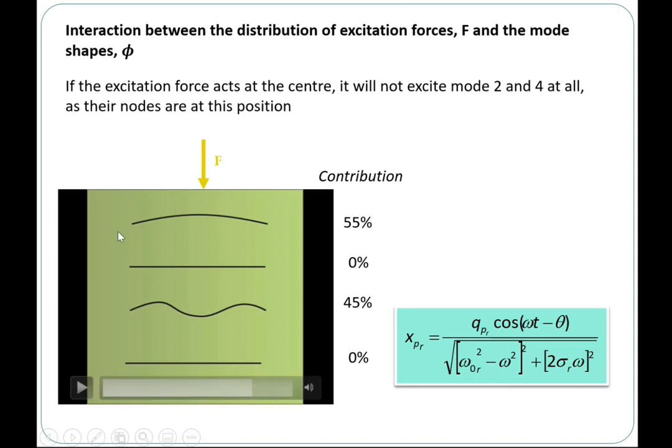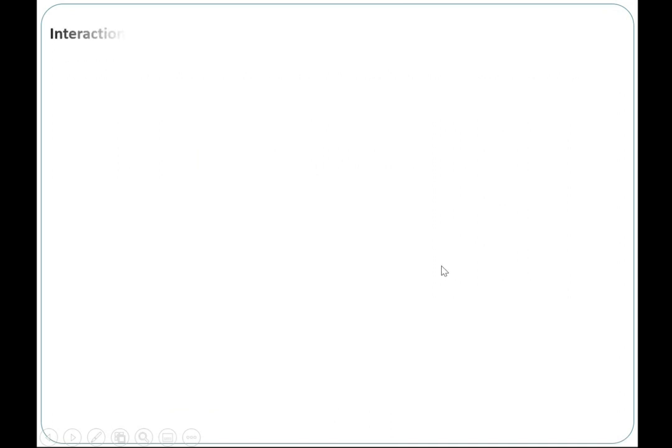You have a resonant case, but you won't have high vibration because you don't have a contribution from mode 2. So the contribution from mode 2 is 0. Even though you are running very close to omega 2, you won't have a high vibration in this case.